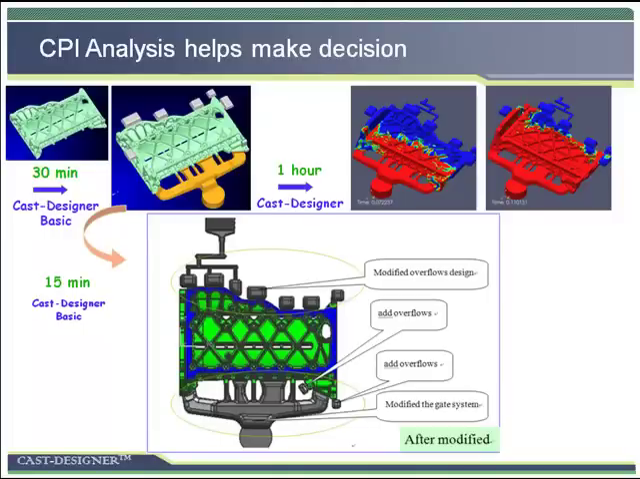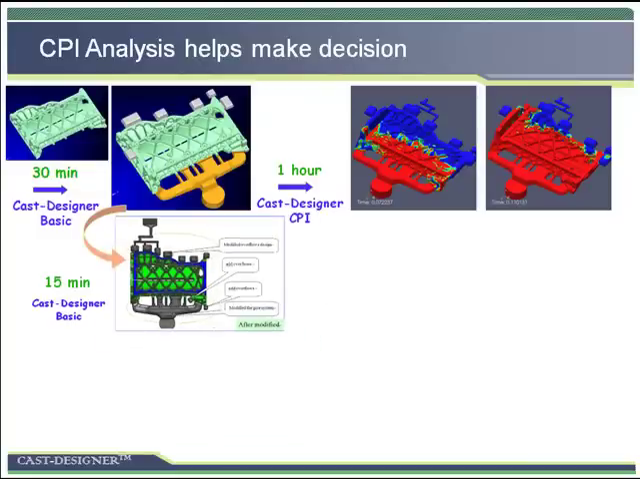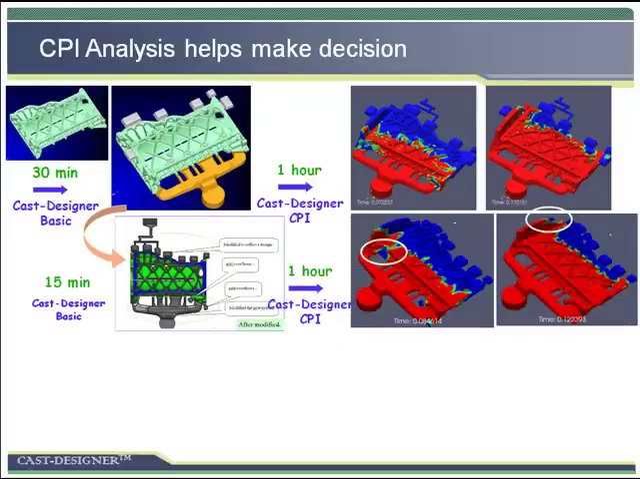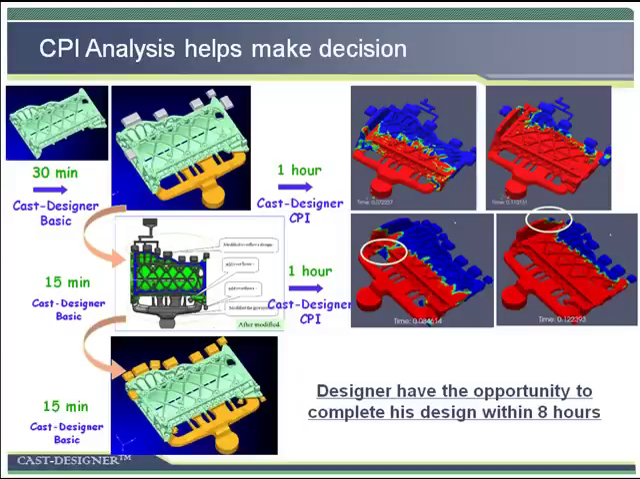What did we do? We added an overflow to the right inner gate, and we removed the overflow on the left side and right side. Then we reran it in Cast-Designer CPI. As the second simulation result, the air entrapment of the right inner gate was improved, but the air in the left inner gate was still there, and it seems we need to add another overflow to the left side, but in a different location. Finally, we made the casting system as displayed, and we can still check it in Cast-Designer. So, this is the working route and methodology of Cast-Designer in real industry.